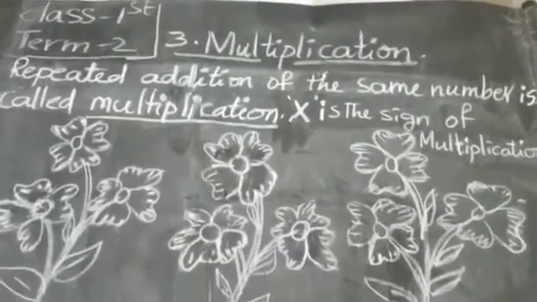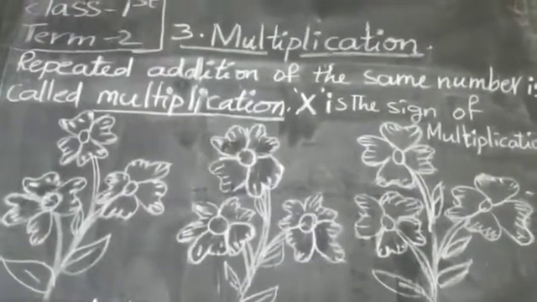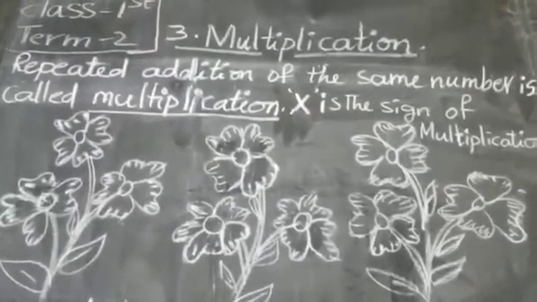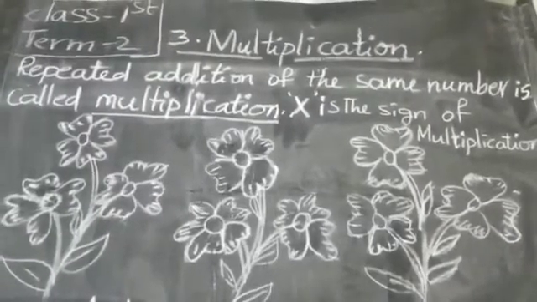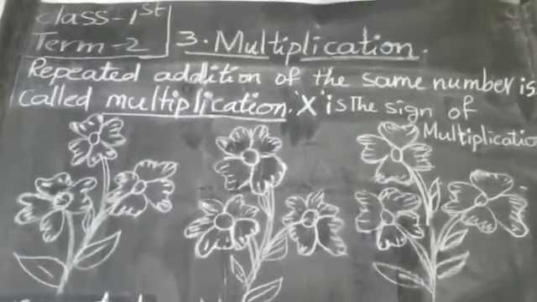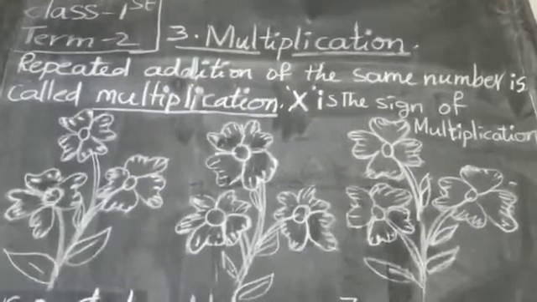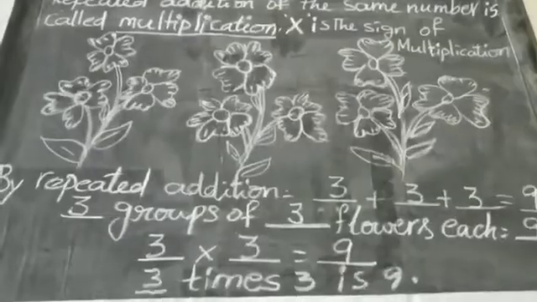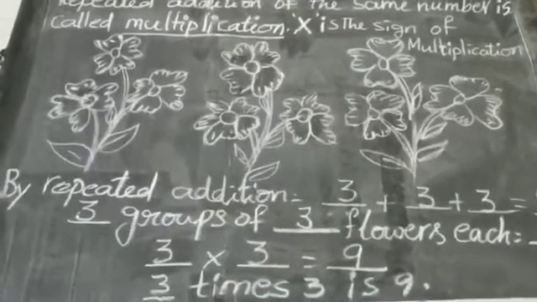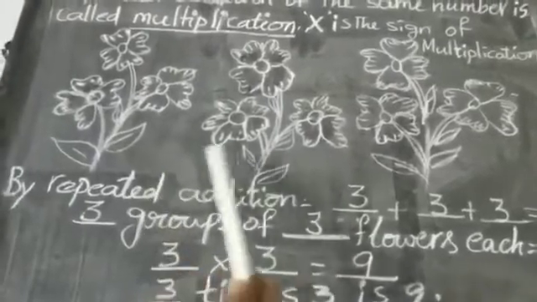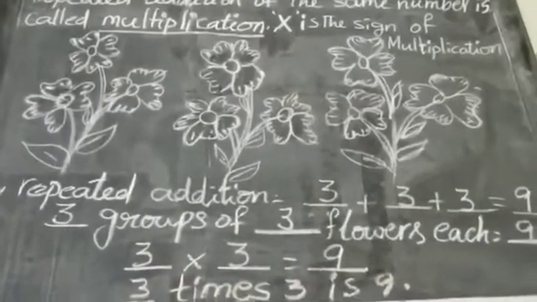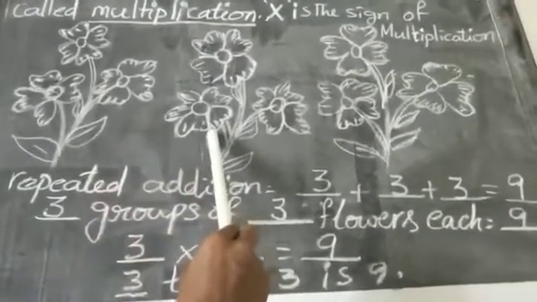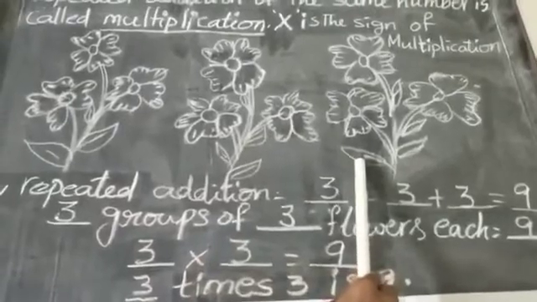Next topic is multiplication. Multiplication is related to repeated addition. The definition: repeated addition of the same number is called multiplication. Into is the sign of multiplication. Look at the flowers. How many flowers are there in all? Now tell me children, how many groups? 1, 2, 3. 3 groups. How many flowers in each? 1, 2, 3. Each group has 3 flowers.